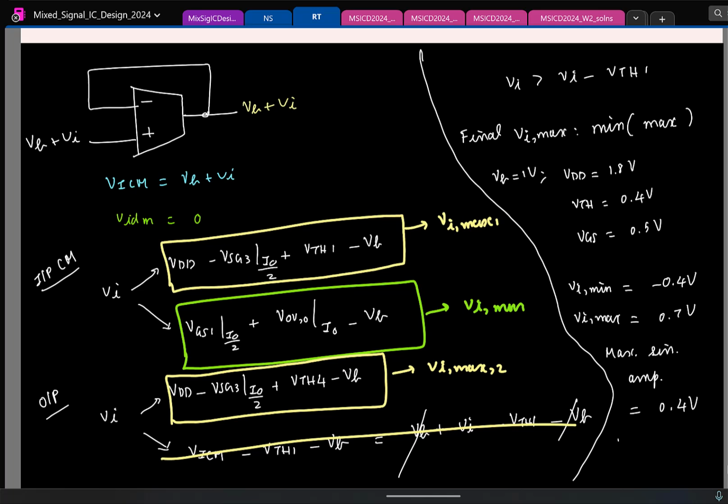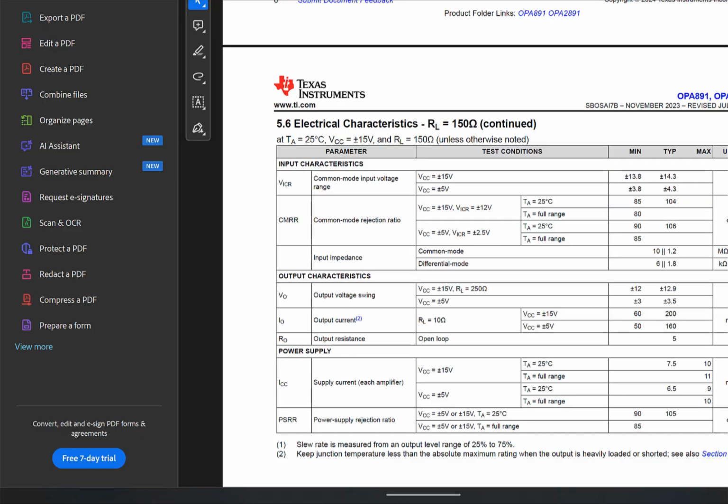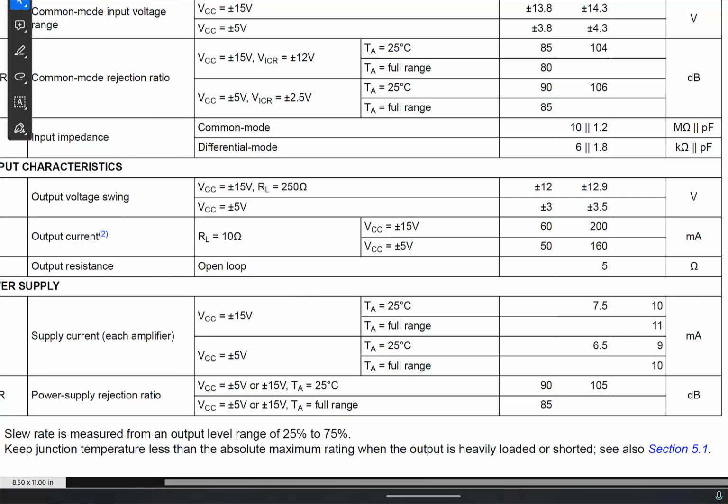So that is why in practice, if you open any datasheet for an op-amp, I think I probably have opened something. Yeah, this is an op-amp from TI. I don't know if it's visible. I can close this.